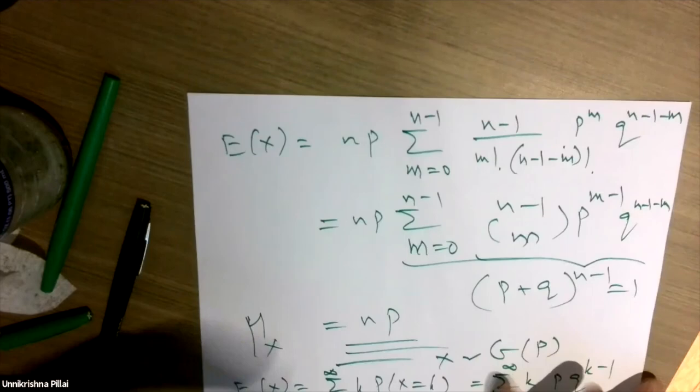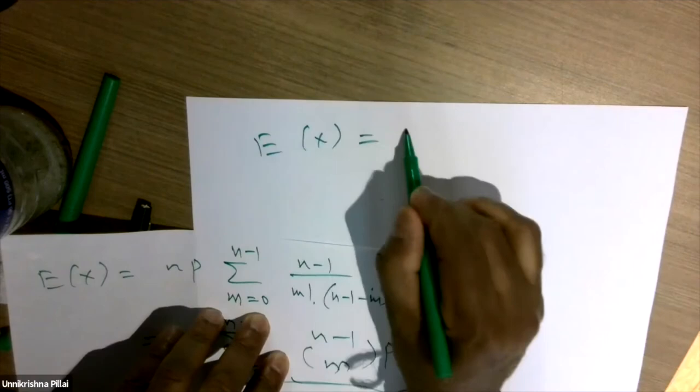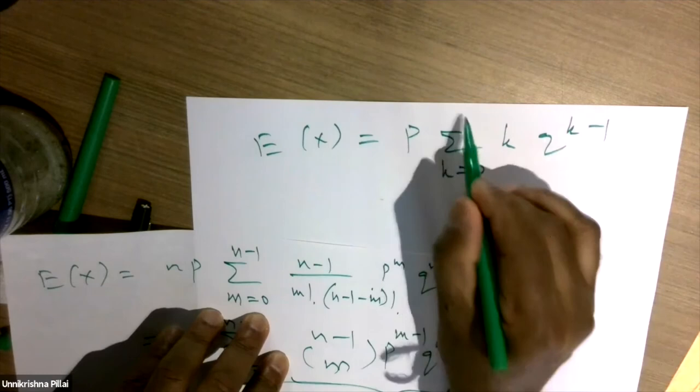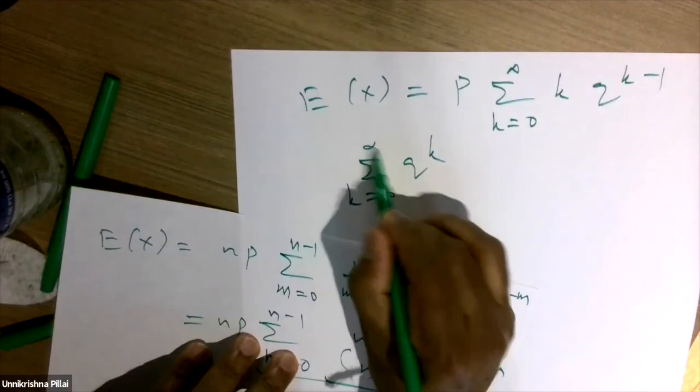So expected value of X is p, goes outside, times the summation of k q to the power k minus one. Does anybody know how to do this? Let me ask you this. What is the summation of one plus q plus q squared, etc., all the way to infinity?